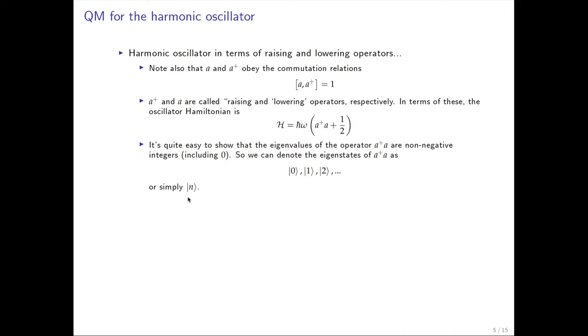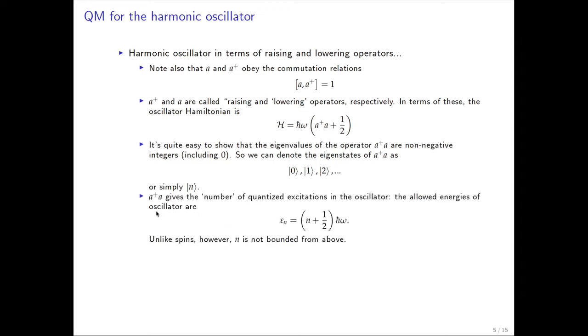So we'll label the eigenstates by this index n. And you can also see that they're equally spaced levels, because this operator operating on 0 will give you 0, and this operator operating on the 1 will give you a 1, and so forth. So this A dagger A gives the number of, let's say, quantized excitations in the oscillator. And so the allowed energies, of course, will just be n plus 1/2, we have this 1/2 term, times h bar omega.